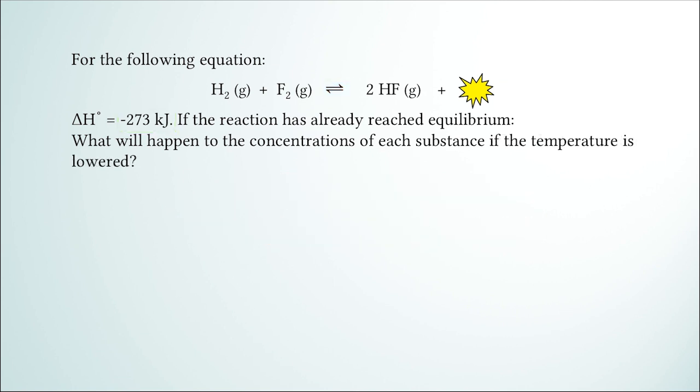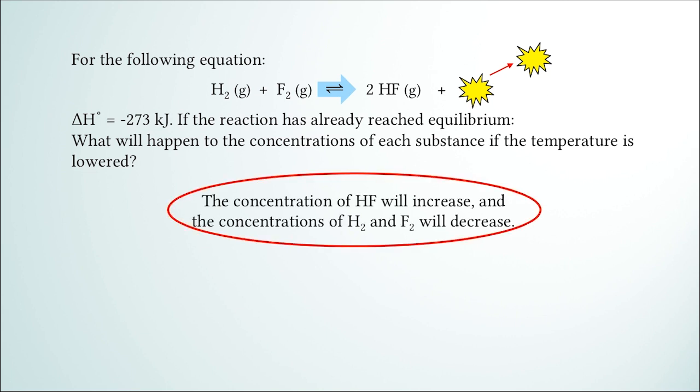What will happen to the concentrations of each substance if the temperature is lowered? When the temperature is lowered, an equilibrium will shift toward the side that has energy. It's like removing product from this reaction, so the equilibrium will shift toward the products. Therefore, the concentration of hydrogen fluoride will increase, and the concentrations of hydrogen and fluorine will decrease.